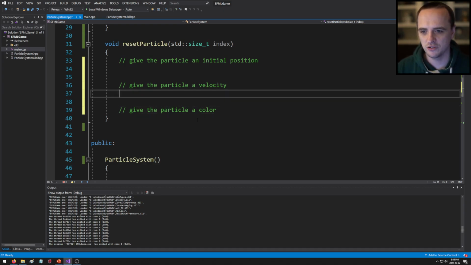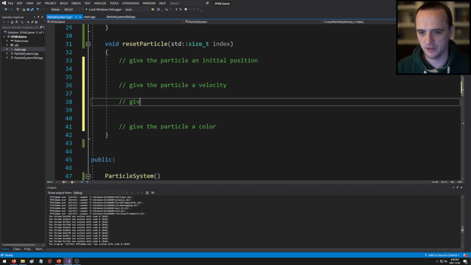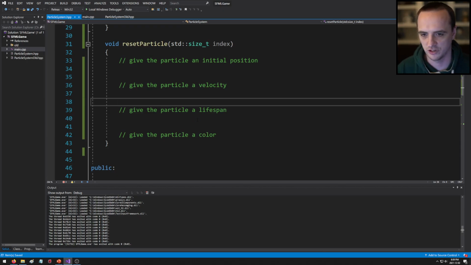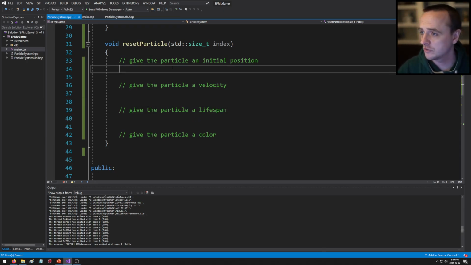And maybe I also want to give the particle a lifespan so that it doesn't just continue going on forever. It's going to reset back to its initial position at some point. That looks good so far. So let's do all of these things.